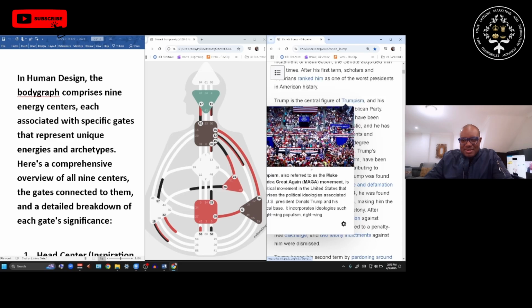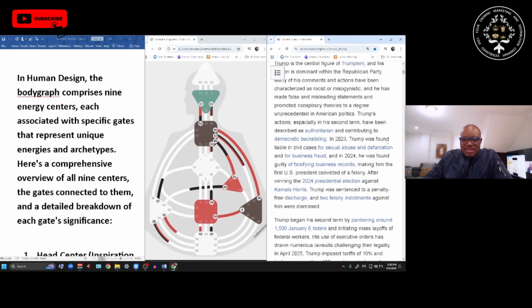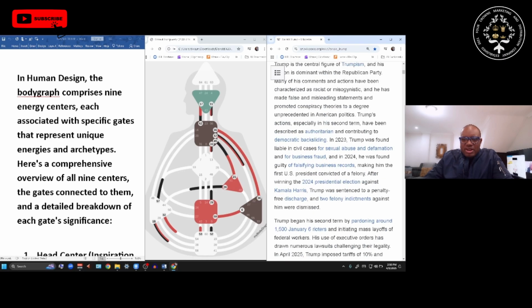This MAGA movement, something. I know, I ain't gonna read up that. And his faction is dominant, well, the MAGA movement, right, within the Republican Party. Many of his comments and actions have been characterized as racist or misogynistic. Right, so dealing with women there, we'll see how that might play in relationships in a bit. And he has made false and misleading statements, promoted conspiracy theories to a degree unprecedented in American politics.